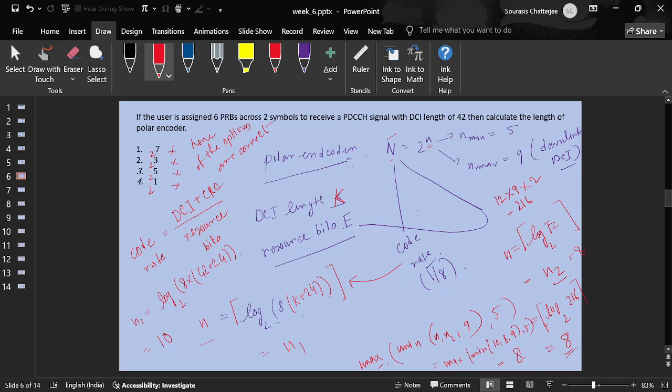So we can see that basically n depends on two things: one is code rate, the second is resource bits. The dependency on code rate gives me this expression, from where I calculate n1, and the dependency on the resource bits lets me calculate n2. We keep both these numbers and put them in this formula, and we get the output. For this case, it turns out to be small n as 8 and capital N as 2 to the power 8, or 256. As none of the options matches here, none of them are correct.